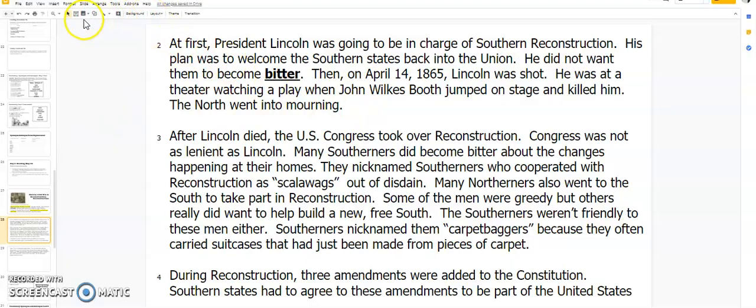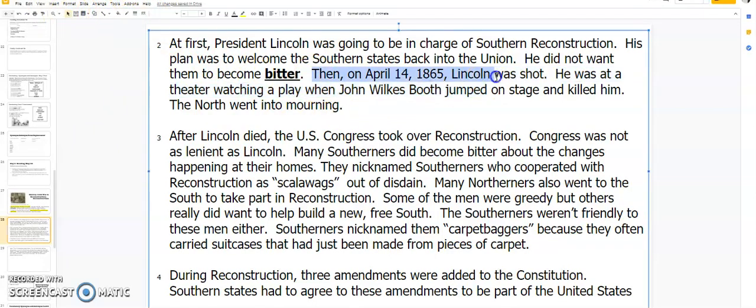So here, I'm going to go ahead and highlight the fact that Lincoln was shot. Sorry, I was looking for my highlighter. I forgot I had to do this first. I think that's very important for us to remember, is that he was killed before he could help the Southern states come back into the Union.